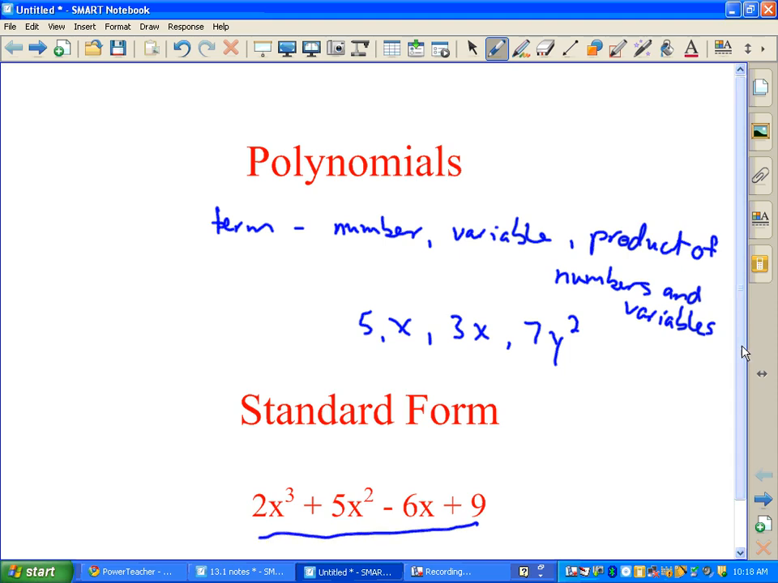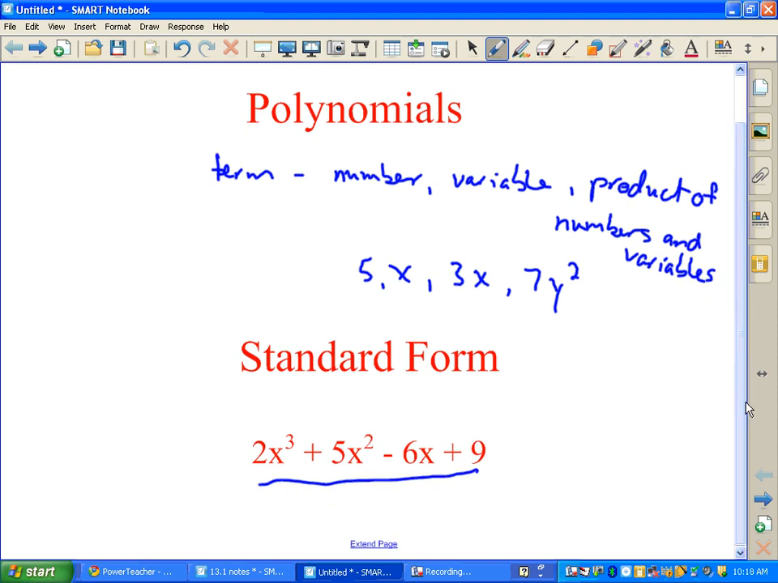Now, whenever we have a polynomial, we want to put it in what we call standard form. Standard form is when you list them so that the exponents on the variables are going from highest to lowest. So you see this one is already in standard form. The exponent on the first term is a 3. Exponent on the next term is 2. Exponent on the last term is 1.